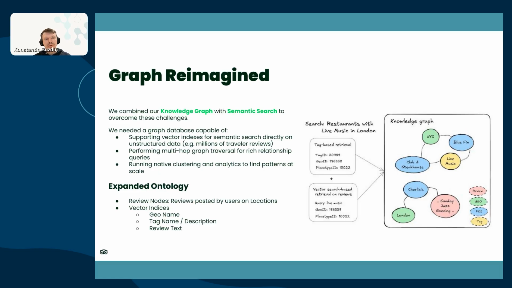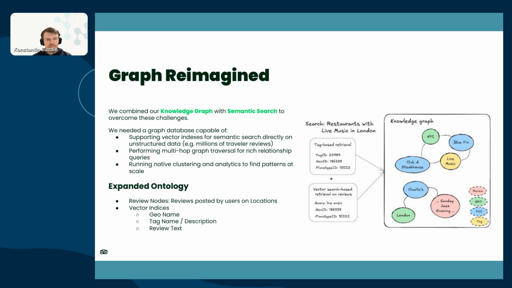In order to improve the situation and provide a better recommendation, we decided to combine the knowledge graph with semantic search. For this, we needed a graph database which is capable of supporting vector indices, of course, for the semantic search. The graph database should be able to perform multi-hop graph traversals, and also it should allow us to run graph algorithms and analytics at scale.